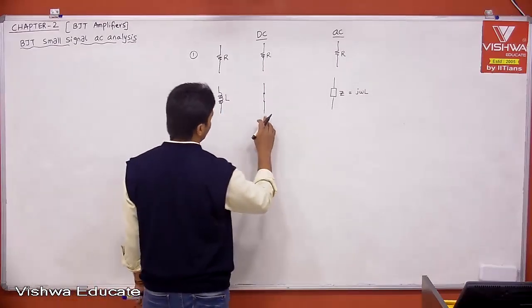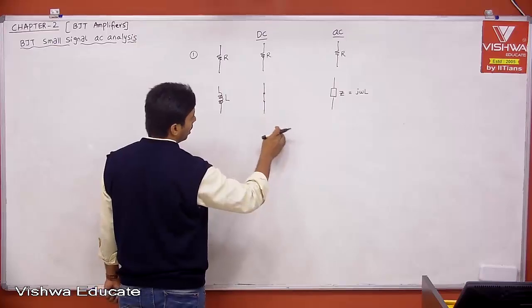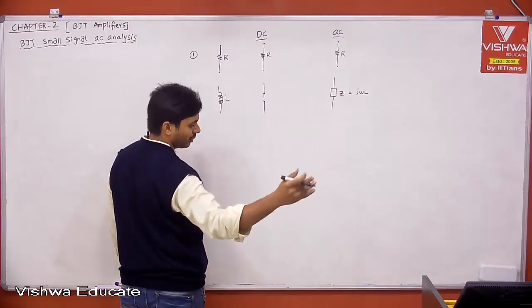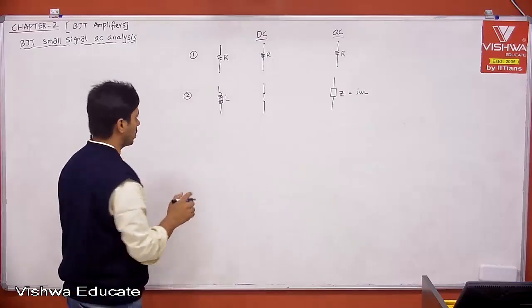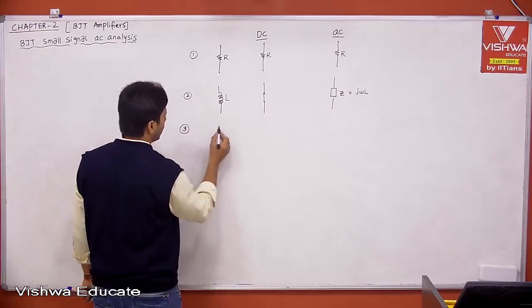Now this is what is here. I'm giving only the ideal model. I'm not giving the practical model, because you know the difference between the ideal model and the practical model. I'm just giving level 1, or first approximation. Third one, the capacitor.